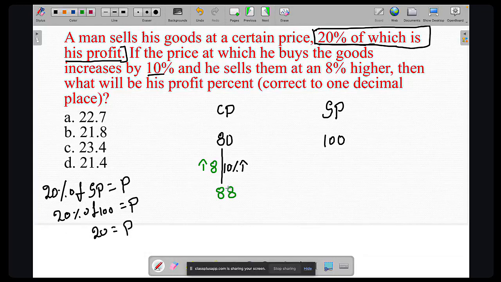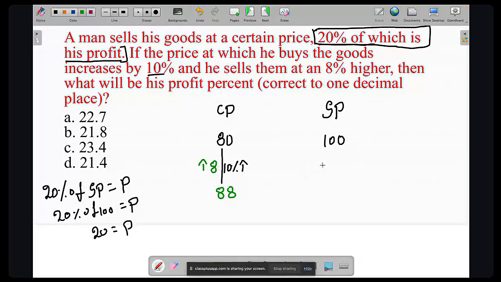Is it clear? Yes, sir. Or you can write it directly as 110% of 80. Here the number is easy, that's why I'm calculating this way. In the previous question the number was difficult, so I wrote 1.1 times that number, but I got a decimal number and I don't want a decimal number. Here the number is easy. 10% of 80, easily I can know it will be 88.